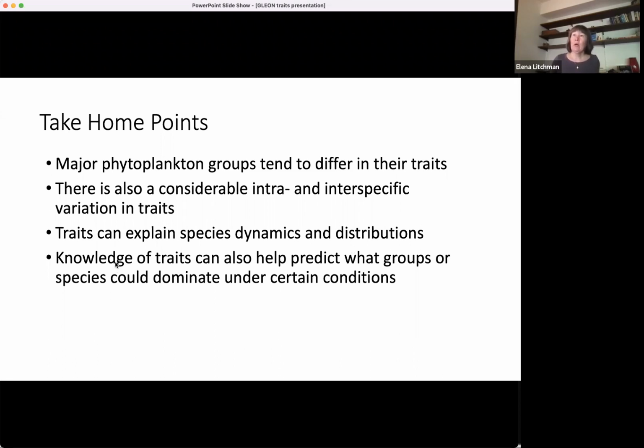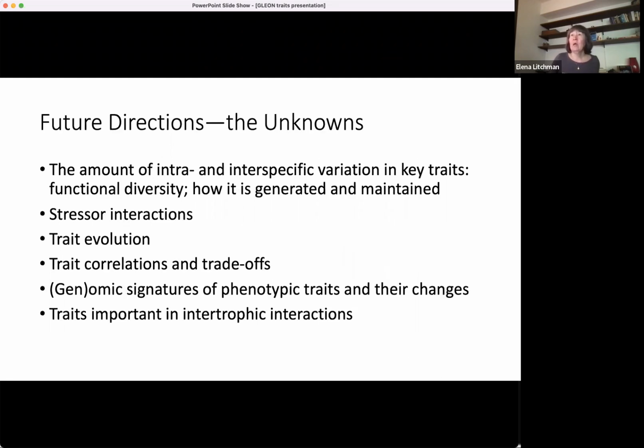And so I say that the knowledge of traits is really important if we are to predict what groups or what species will be dominant in the future under different conditions. And so we can focus on different aspects of this trait-based framework, and characterizing, for example, better this intra and interspecific variation in key traits is something that needs to be done.